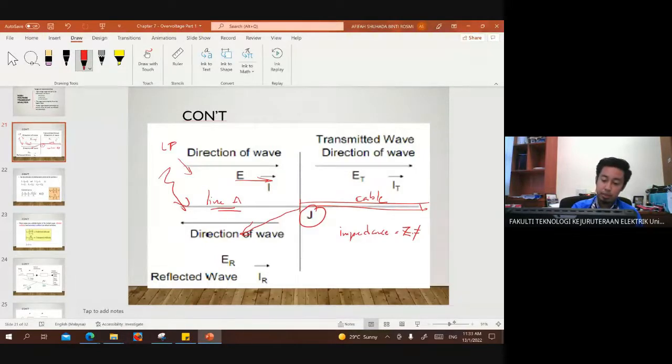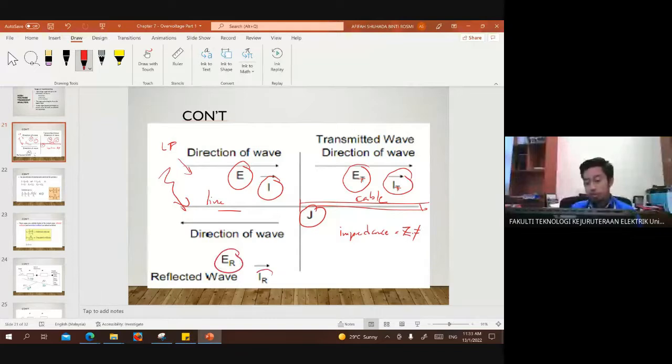So the parameter that you must know for the direction of the travelling wave is the value of the voltage and the value of the current. For the transmitted wave, they have a transmitted voltage ET and a transmitted current IT. And for the reflected wave, they have a reflected voltage and a reflected current.